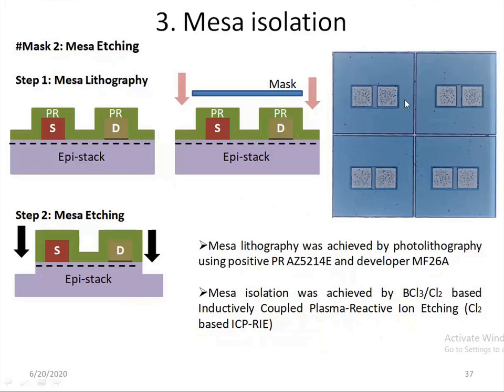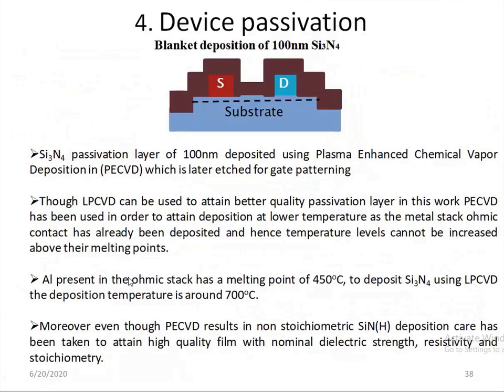For this, we remove GaN or the materials that are present here. So we do a 200 nanometer etching. We etch this area of the epitaxial stack, 200 nanometer etching, in order to achieve the MESA isolation. And after the MESA isolation, we go for a device passivation.